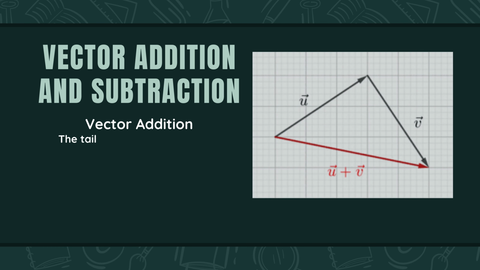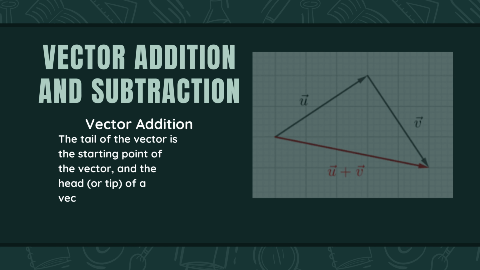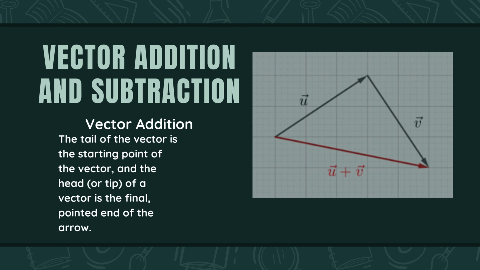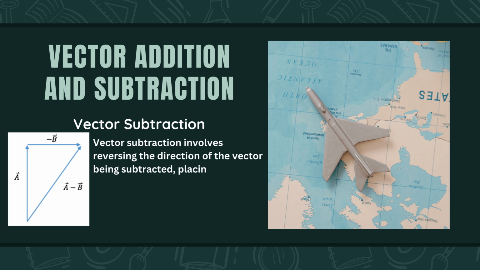The tail of a vector is its starting point, while the head, or tip, is the final pointed end of the arrow. To add vectors, we place the tail of the second vector at the head of the first. The resulting vector, or the sum, is drawn from the tail of the first vector to the head of the second vector. This method is known as the tip-to-tail method. Now, let's move on to vector subtraction. To subtract one vector from another, we reverse the direction of the vector being subtracted.